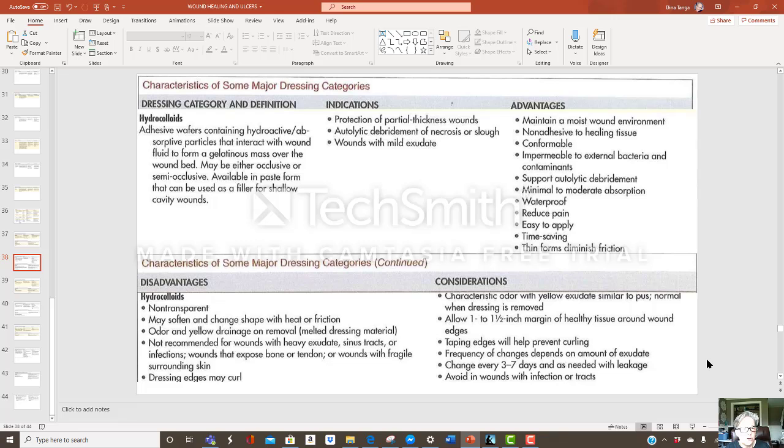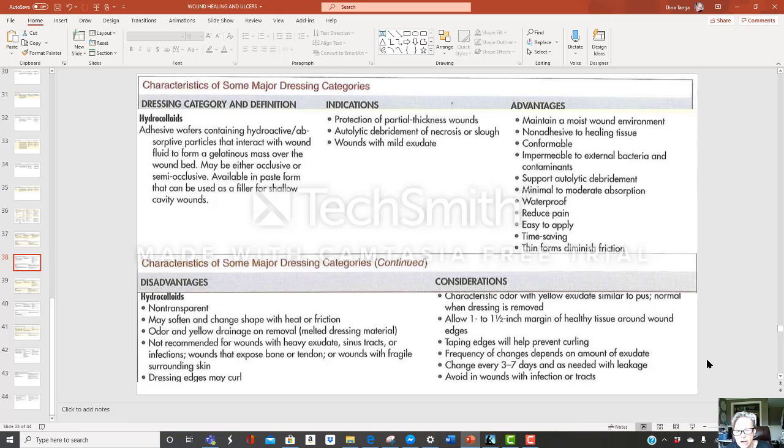Disadvantages: non-transparent, may soften and change shape with heat or friction, odor and yellow drainage on removal, melted dressing material, not recommended for wounds with heavy exudate, sinus tracts or infections, wounds that expose bone or tendon, or wounds with fragile surrounding skin. Dressing edges may curl.